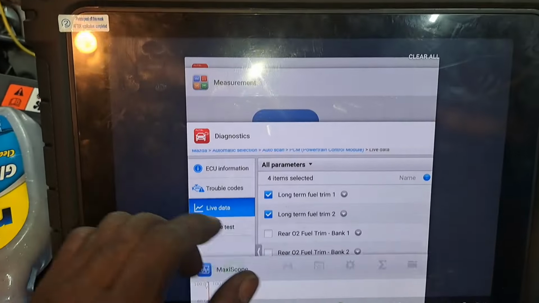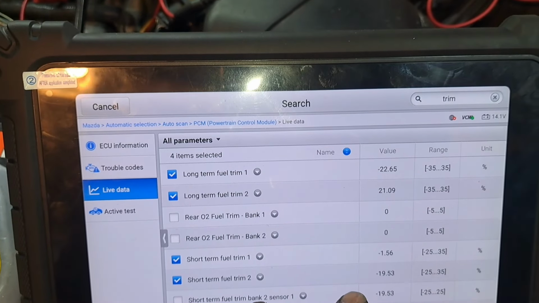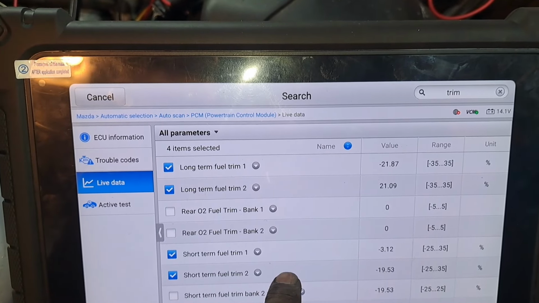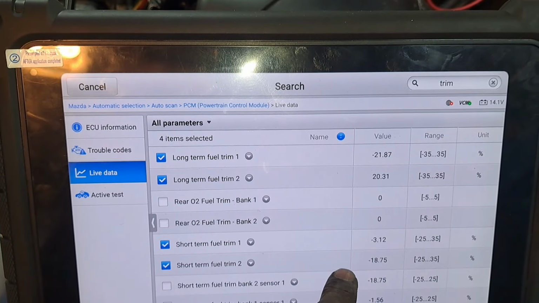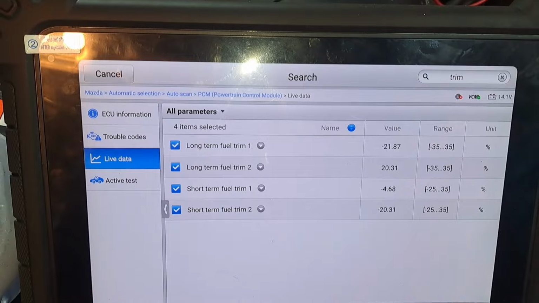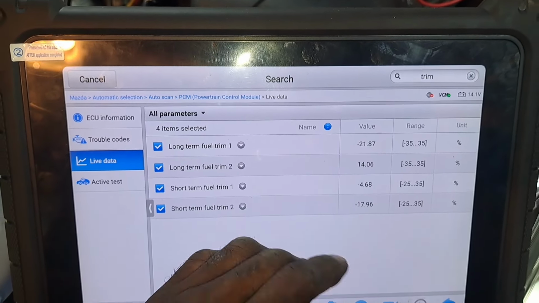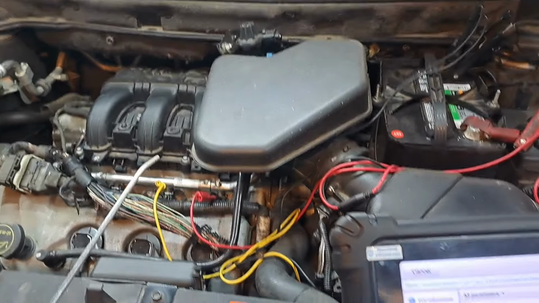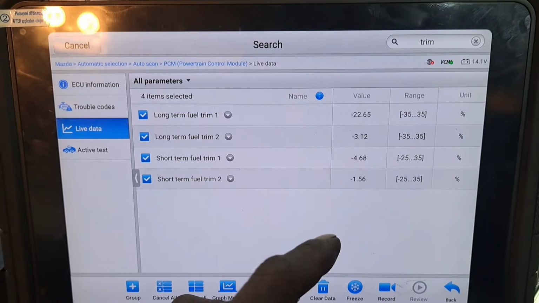Let's look at our fuel trims and see what we got going on here. Short term on 1 is at 3. Short term on 2 is at negative 18. Let's see how this decides to level out. I'm probably going to have to let it sit for a little while. It hasn't been more than probably 60 seconds.